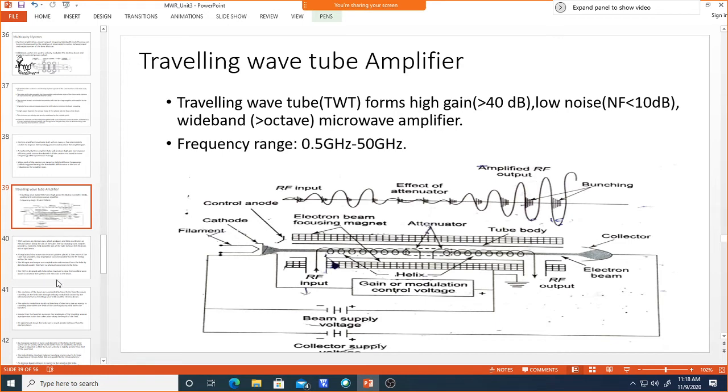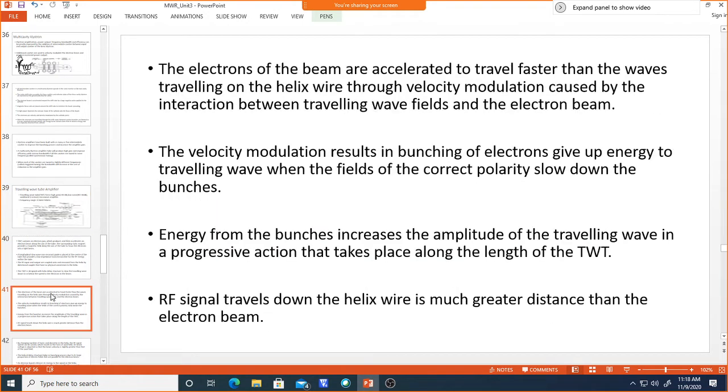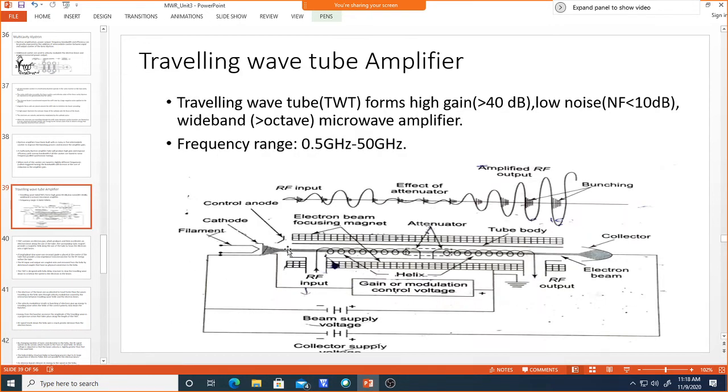Now the RF signal travels down the helix wire a much greater distance than the electron beam. The electron beam travels directly from the cathode to the collector, but the wave goes around the helix structure. So the time taken by the wave traveling on the helix is greater than the time taken by the electron beam traveling from the cathode to the collector.